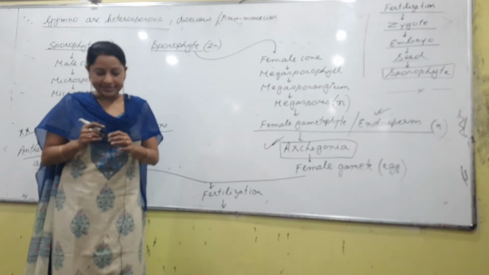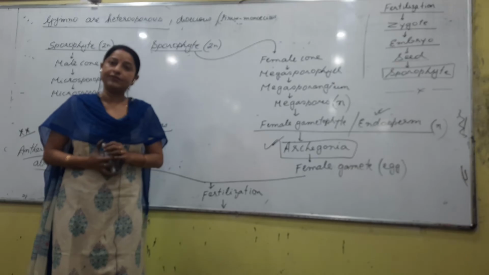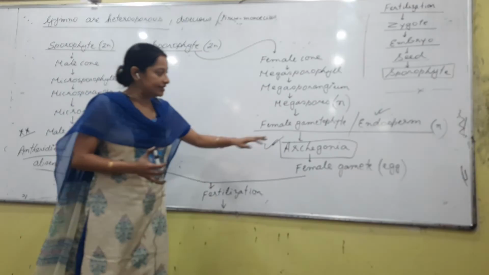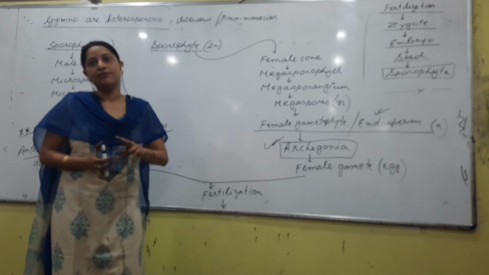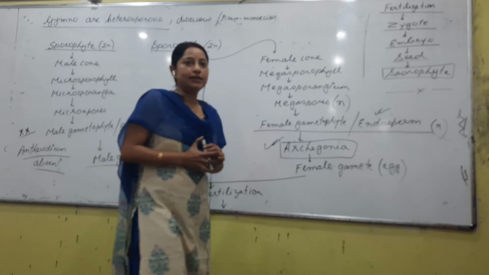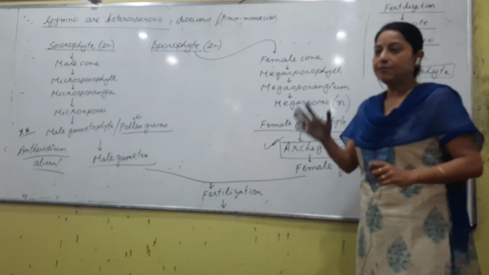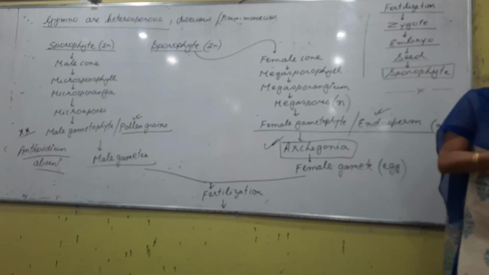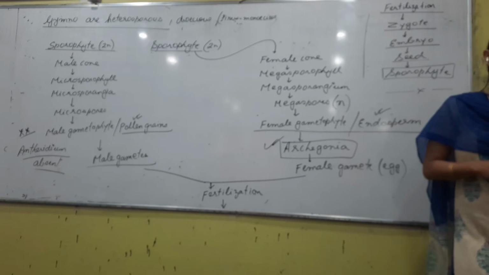Next, is endosperm in angiosperms formed before fertilization or after fertilization? After fertilization. And in gymnosperms it is before fertilization. These are the points that you have to remember. So endosperm is present in angiosperms, and it is also seen in gymnosperms. But what is the difference? One is before fertilization, the other after fertilization. One is haploid, the other is triploid, right?